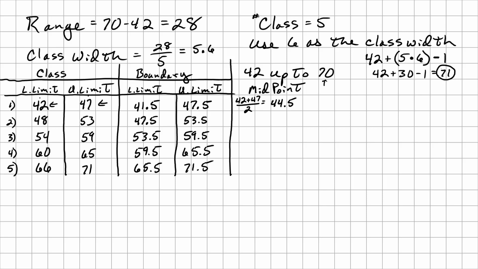I don't have to do that for the rest of them because all I have to do is take the class width and add it to each preceding midpoint. So this is going to give me 50.5. This will be 56.5, 62.5, and then 68.5. Once again, let me tidy this up a little bit.